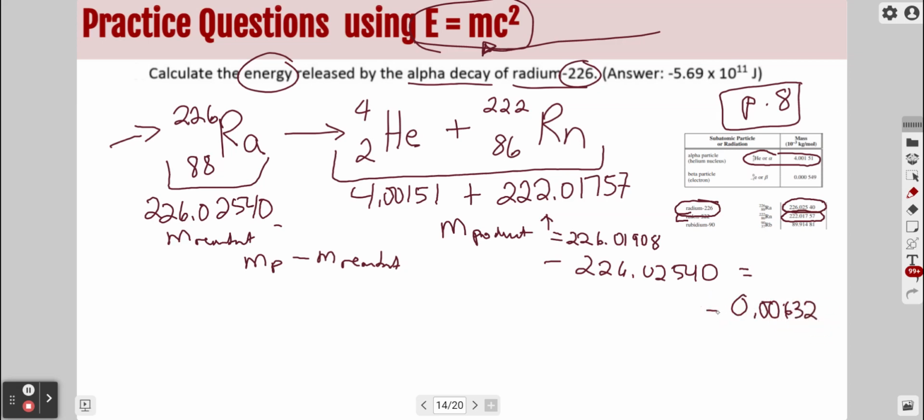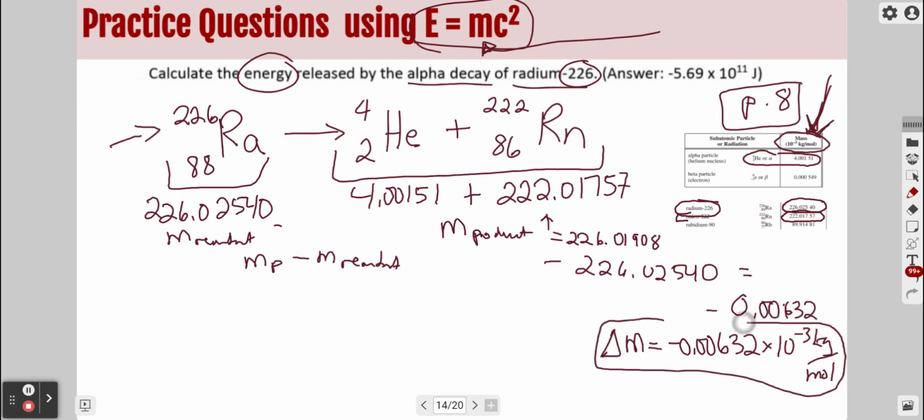It's a negative number because we've lost that amount of mass. Now, this isn't the exact number because we got to watch for the units. So what are the units? So our actual mass that is lost, or the change in mass, is equal to negative 0.00632. And then we're going to use these units that are here, times 10 to the negative 3 kilograms per mole. So we could have put these units in at the beginning before we did all the adding and stuff, but it's so much easier to throw it in right here at the end. So we've just found our change in mass.